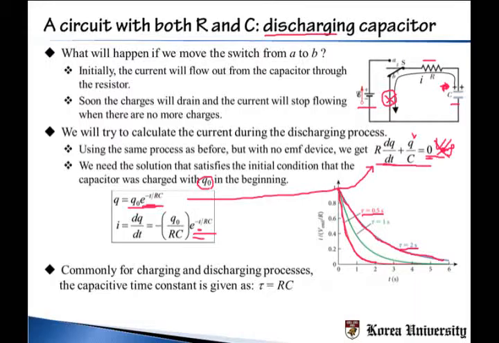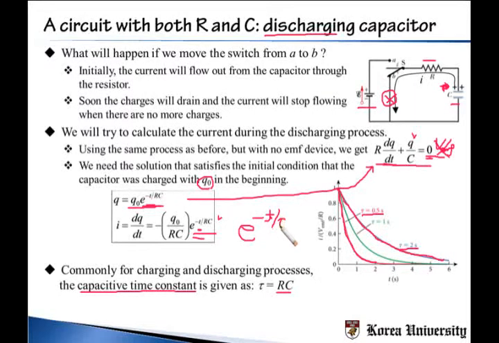And this tau is called a time constant, the capacitive time constant. Tau is defined as RC, which is actually over here. So it's just like exponential of minus t divided by tau, right? So let's think about it. Now, if tau is large, then in order to reach a certain value, t also has to be large. If tau is small, then this function can reach the same value when t is small.